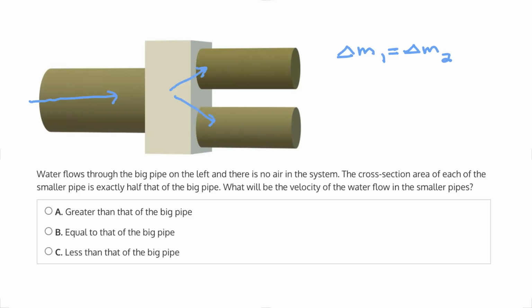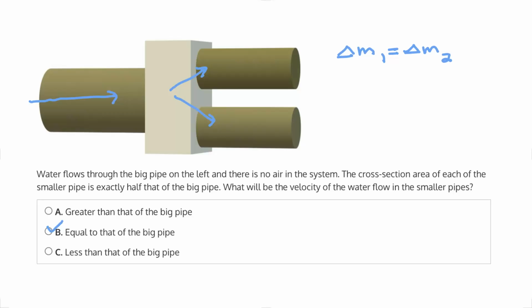at which point it will split into two different paths and travel through both of these pipes. Now again, our guiding principle for this problem is the mass flow in must be equal to the mass flow out. So if these two smaller pipes sum to have the same cross-sectional area as the cross-sectional area of this big pipe, well then, therefore, the flow of water in the smaller pipes will be equal to that of the big pipe.